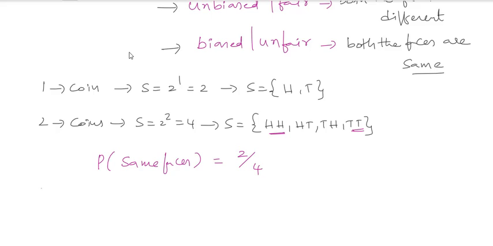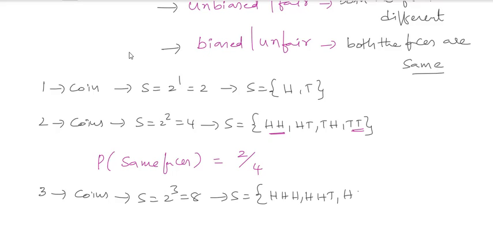Similarly, can you extend this for 3 coins? If I toss 3 coins, what's the sample space? Which is 2 power 3, that is 8. Sample space is nothing but what? Head head head, head head tail, head tail head. Am I right or not? Next one, tail head head, tail head tail, tail tail head. How many are there? 1, 2, 3, 4, 5, 6.